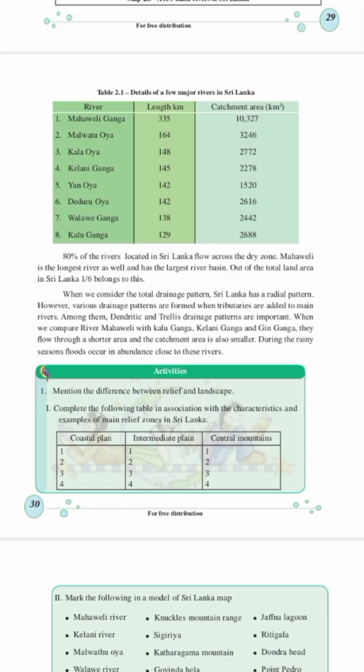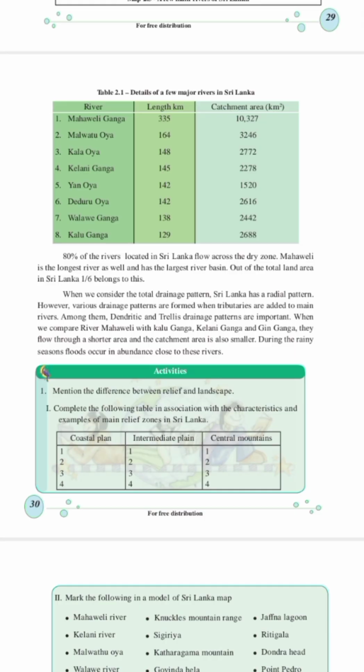Out of the total land area of Sri Lanka, 1/6 belongs to this. Okay. When we consider the total drainage pattern, Sri Lanka has the radial pattern. However, various drainage patterns are formed when tributaries are added to the main river. Now here, Putala, normally we can see a radial pattern in the drainage system of Sri Lanka. But various drainage patterns are formed when tributaries are added to the main rivers. Among them, dendritic and trellis drainage patterns are important.